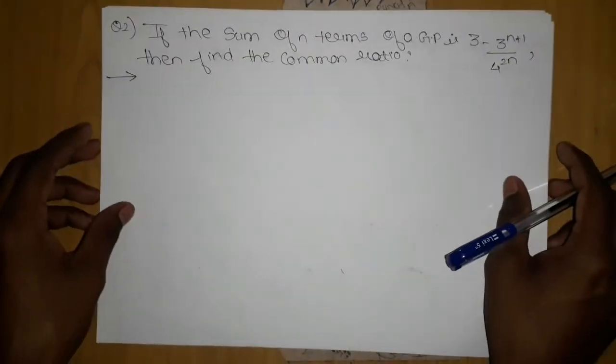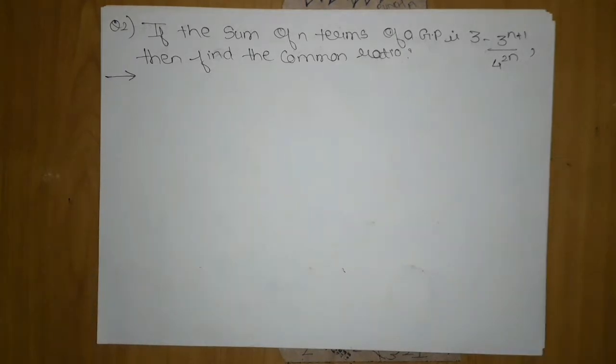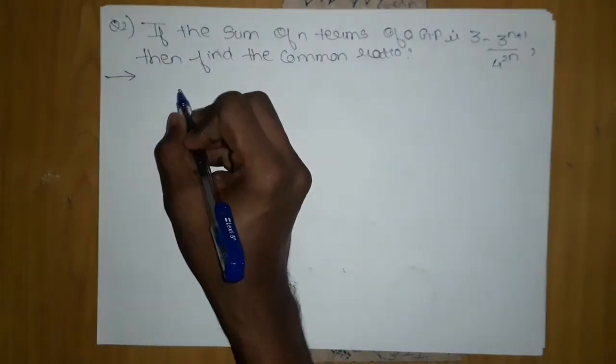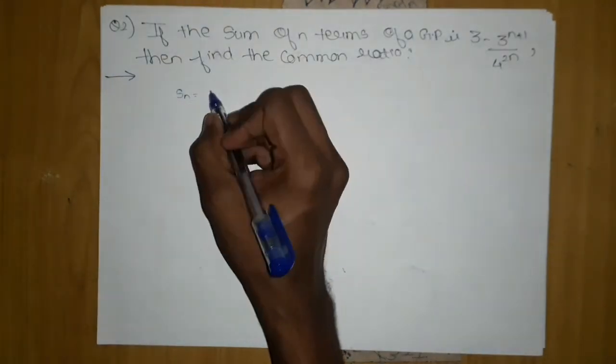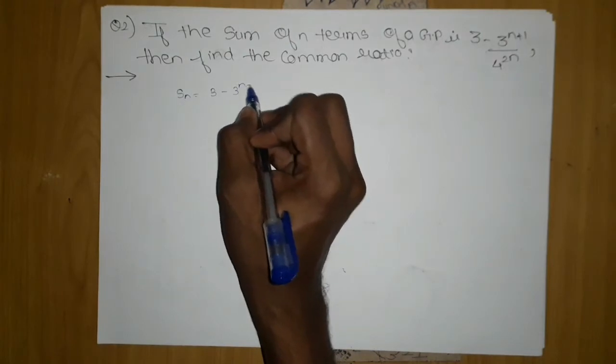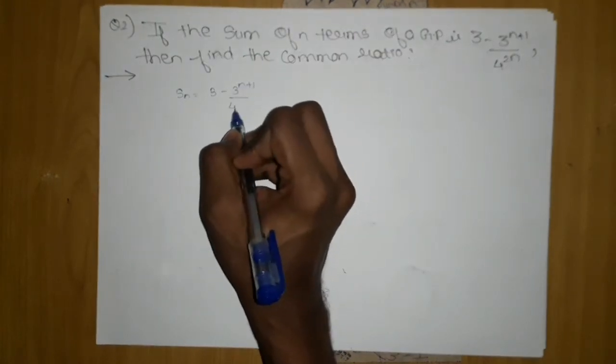The next question is this question. It says if the sum of n terms of a GP is 3 minus (3^(n+1) upon 4^(2n)), then find the common ratio. Again we want to find the common ratio, but in this problem they have given us a general Sn.